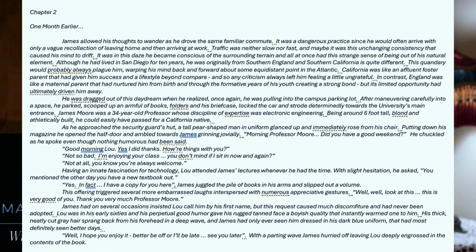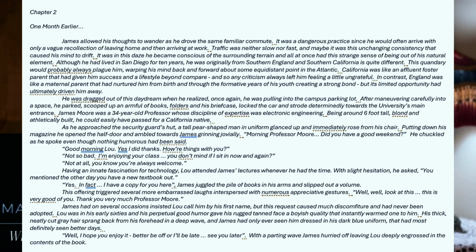Although he had lived in San Diego for 10 years, he was originally from southern England, and Southern California is quite different. This quandary would always plague him, warping his mind back and forward about some equidistant point in the Atlantic.